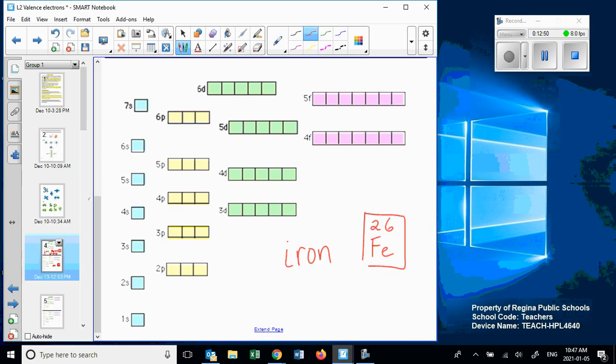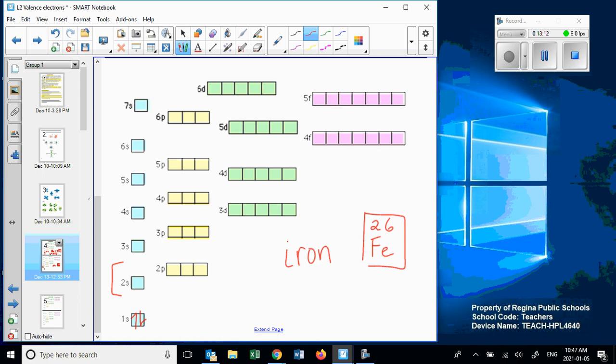Pardon me. I'm actually not going to count to 26. It'll add up to 26, but you'll see. So I said iron's in the fourth row, so I know that it has everything contained in the first level.